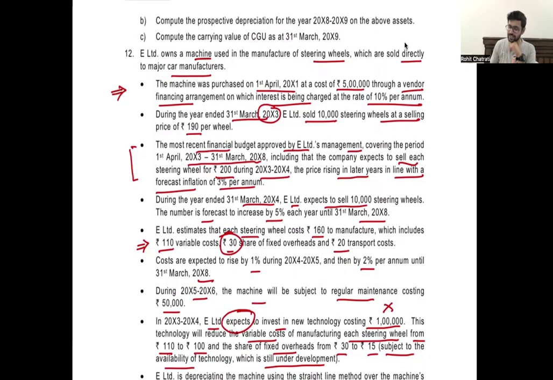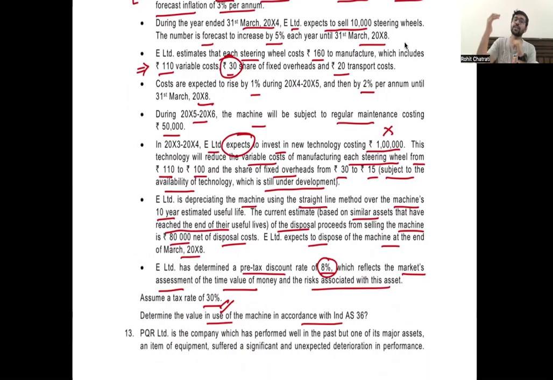And we have 80,000 of residual value. 80,000 is an inflow that I expect to receive at the end of March 2018. That will be considered as a cash inflow in the last year, and I will be discounting it using a pre-tax discount rate of 8%.